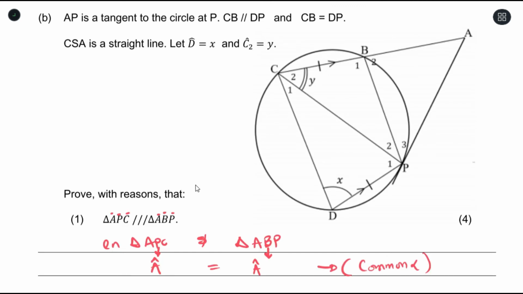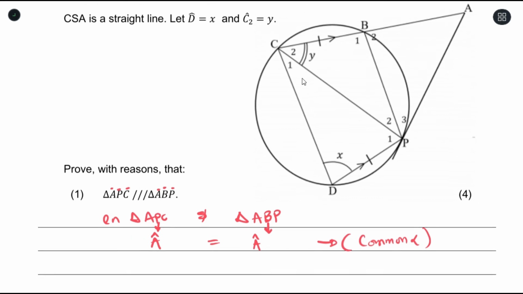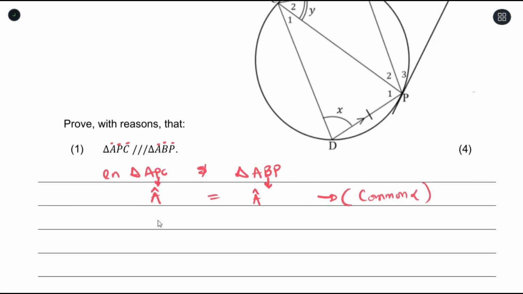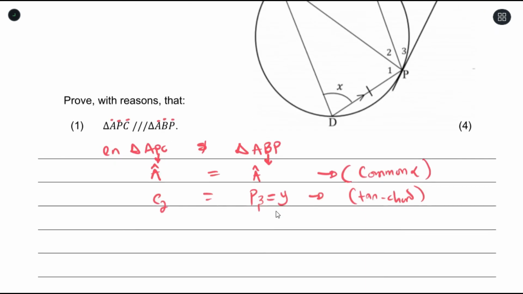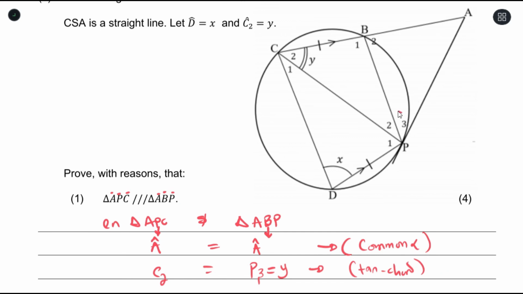Okay. So the next one we're going to prove is C and P, right? So we have angle C here for APC and P here, that's P3. So we want to try to prove that C2 is equals to P3. Now C2 is equals to P3 because of tan chord, right? That's my tangent, that is my chord. So this angle is equals to that angle over there. Okay, so we're going to say that C2 is equals to P3, and the reason for that is tan chord. We don't have to say it, but we could also say that this is also equals to y, since C2 is y.